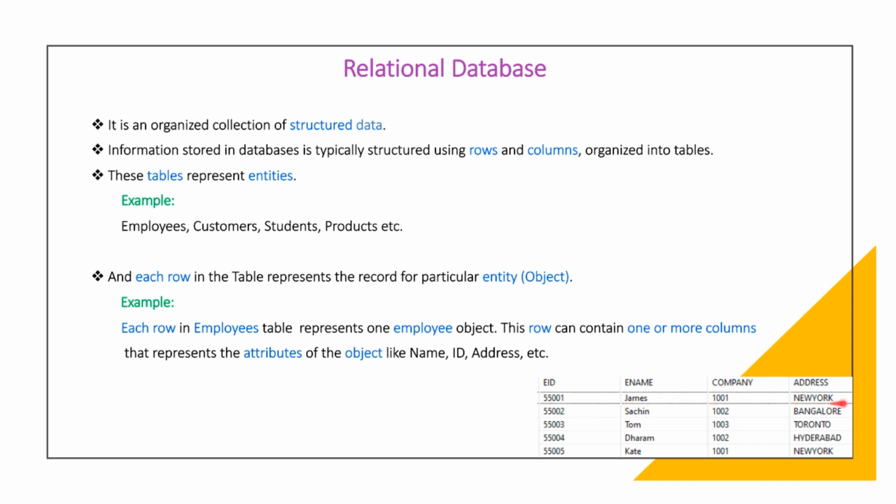This is one record. For this record, 55001 is the employee ID. This is one attribute. James is the employee name. This is the attribute represented using columns. Company is the attribute or the column, and the address here, New York.